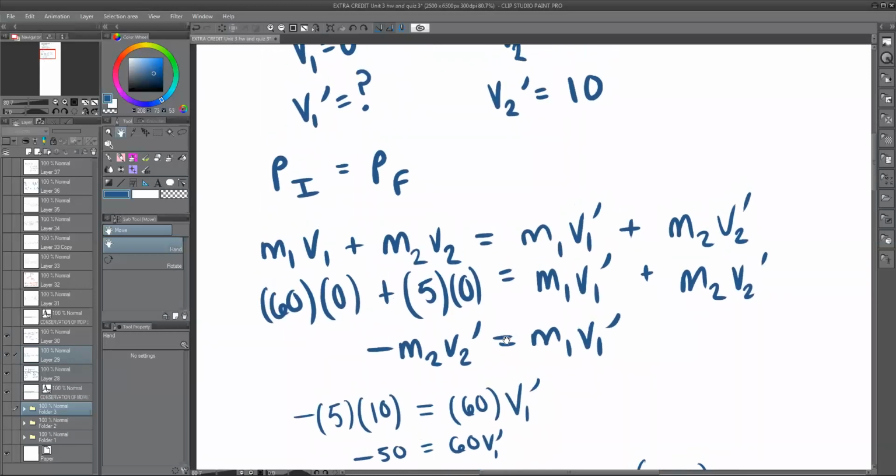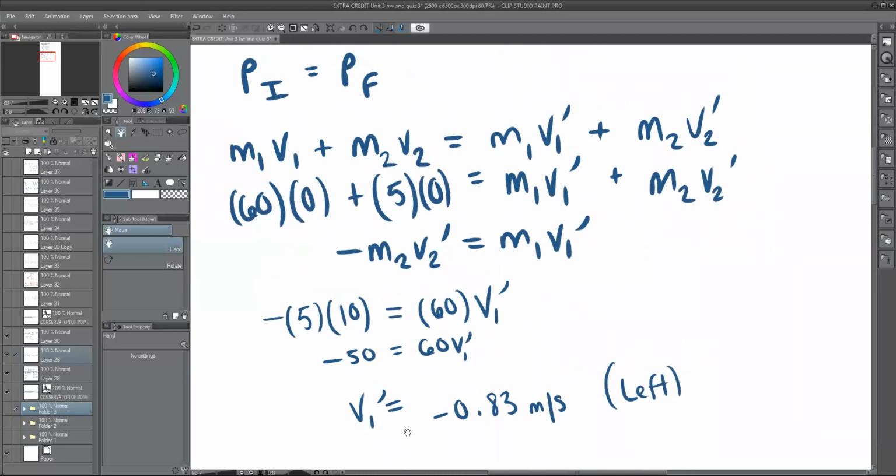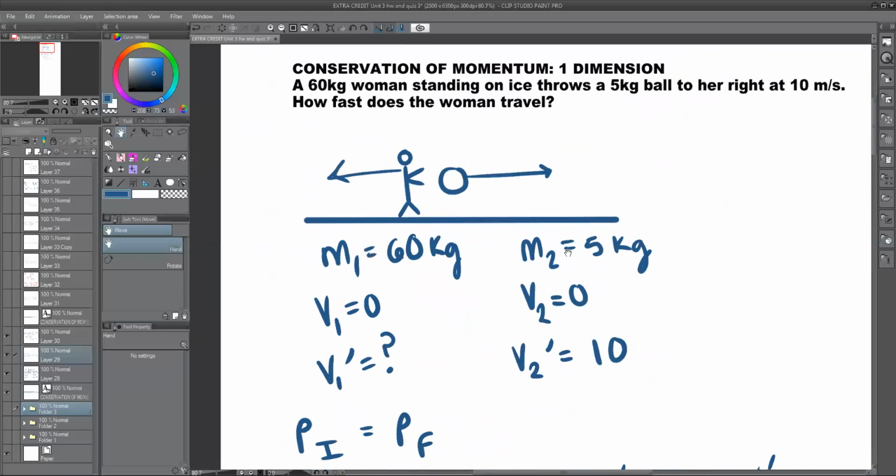So knowing these numbers, m2 of the ball is 5 kilograms. v2 of the ball is 10 meters per second. And m1 of the woman is 60 kilograms. We don't know her v1. So just solving for v1 shows that v1 is negative 0.83 meters per second. And it's negative because she's going in the opposite direction of the ball, which is the positive.